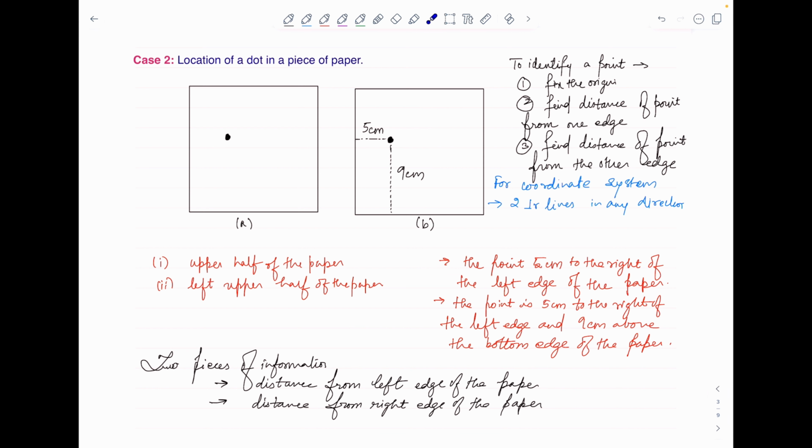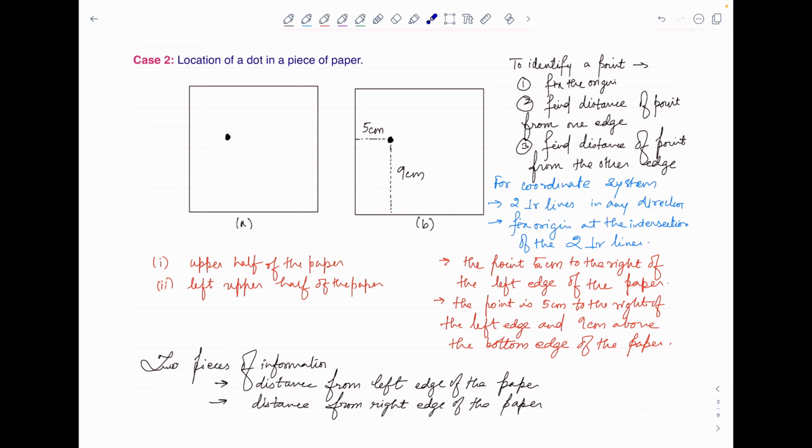Got my point? So it needs two perpendicular lines in any direction and fix the origin at the intersection of the two perpendicular lines. So you see, for a coordinate system, we need two perpendicular lines in any direction, and then we have to fix the origin at the intersection of the two perpendicular lines. These two are the main points of the coordinate system.